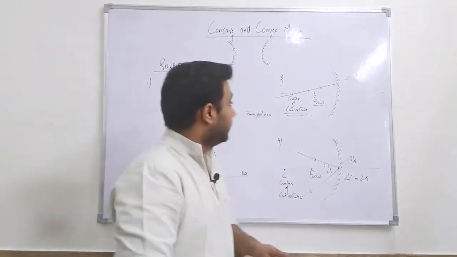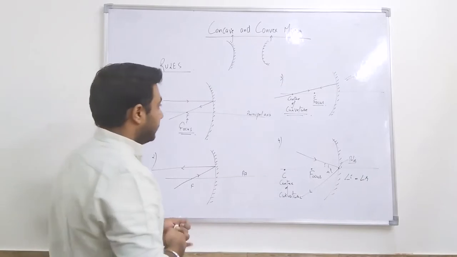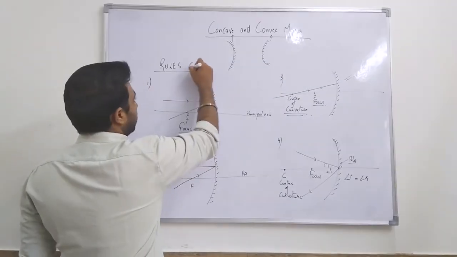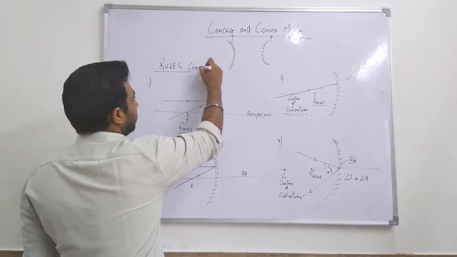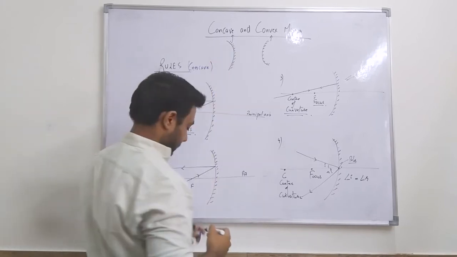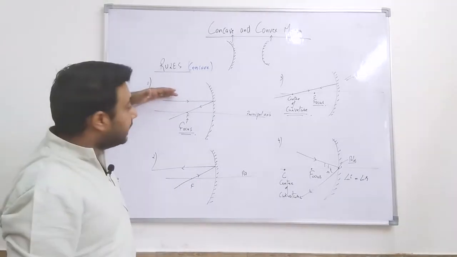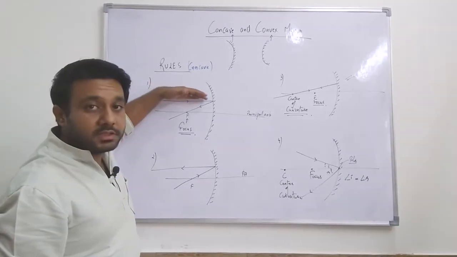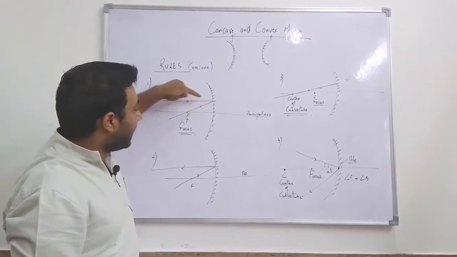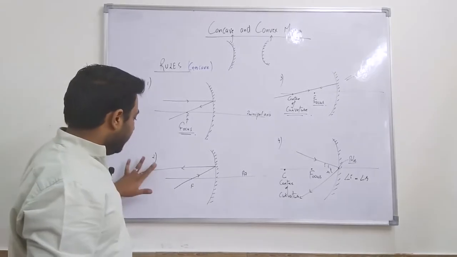Let us revise. Rules for the formation of images by a concave mirror. Remember, these were the rules for the concave mirror. First rule says every ray which comes parallel to the principal axis will pass through the focus after reflection. Done.